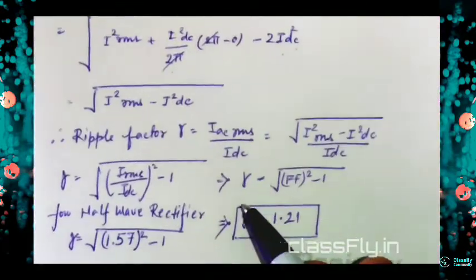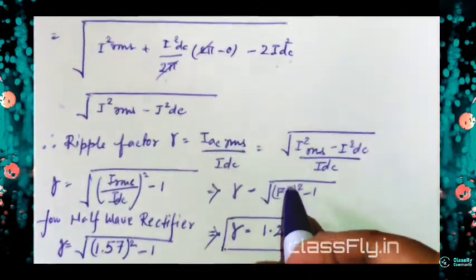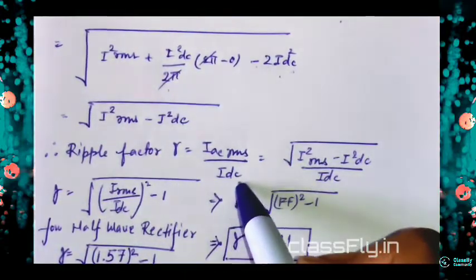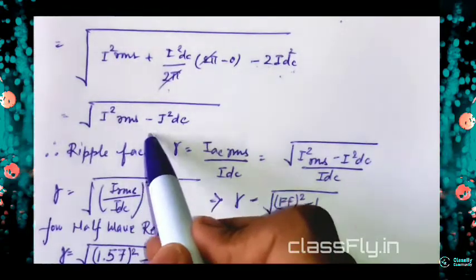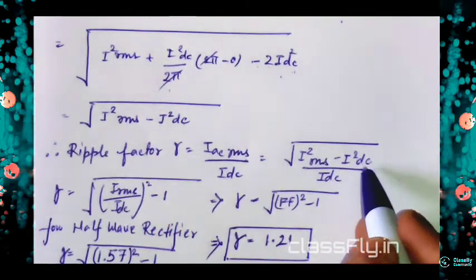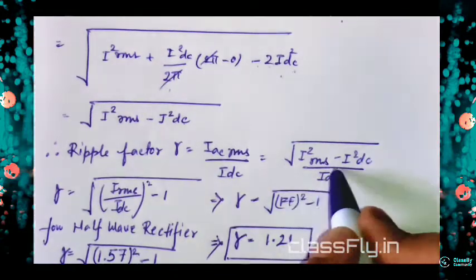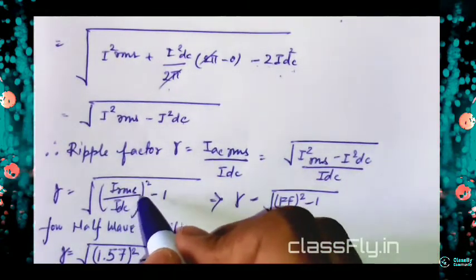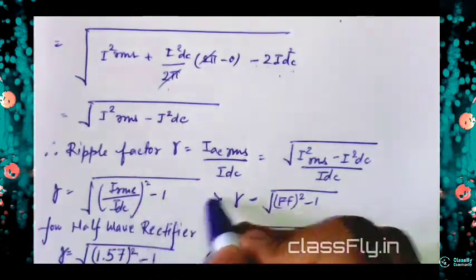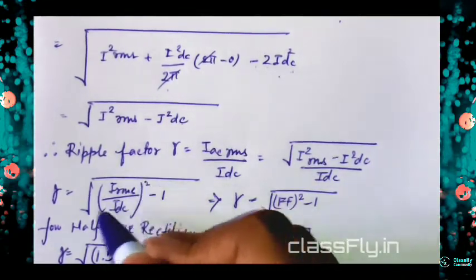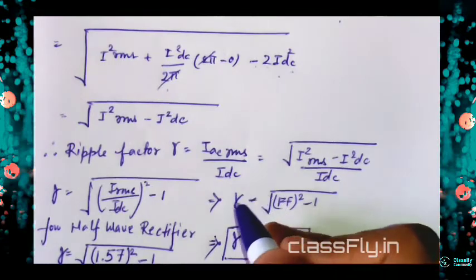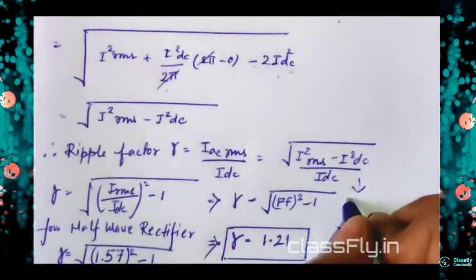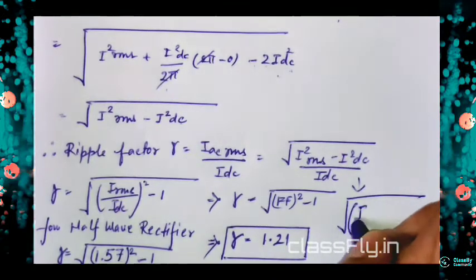Now see what the ripple factor will be then. Ripple factor gamma is equal to I_AC,RMS by I_DC, which equals the root of I squared RMS minus I squared DC, all divided by I_DC squared. If we take this I_DC inside the root, then it will be I_RMS by I_DC, squared, minus 1.